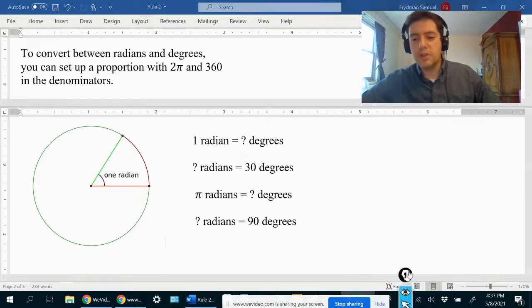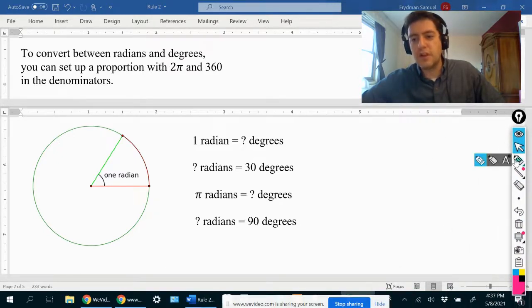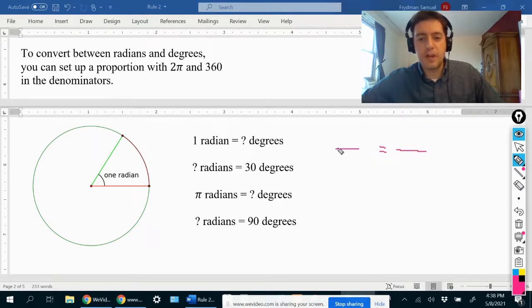The way that we're going to do this, there are different strategies. The strategy that I'm going to use is to set up a proportion. So to convert between radians and degrees, you can set up a proportion with 2 pi and 360 in the denominators. So for example, let's just start setting up our proportion by writing a fraction over here and over here, putting an equal sign between them. I'll put 2 pi over here, I'll put 360 over here.